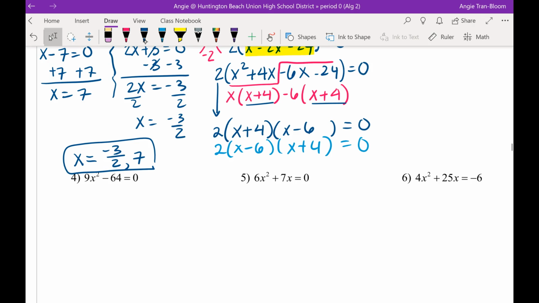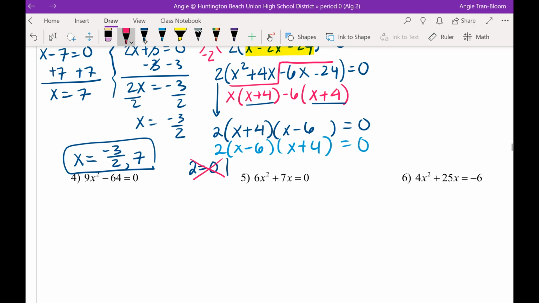So now what do we do when it's already completely factored? Take each factor and just set it equal to 0. Okay. But here's the thing. Factor 2, would that ever be 0? No. So that doesn't make sense. So guess what? You just ignore it. Okay. 2 is never 0. So that does not need to be there.